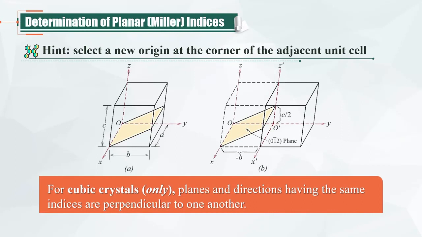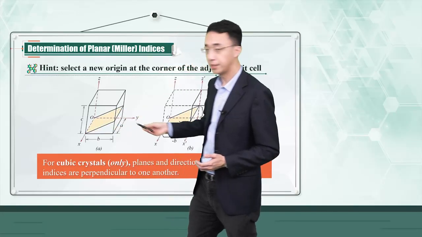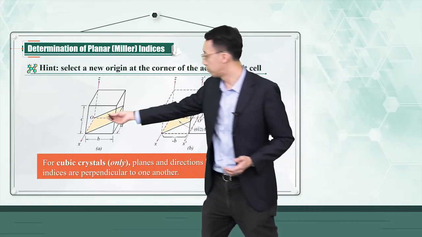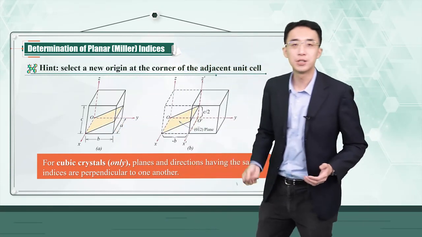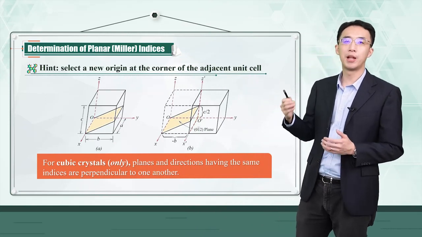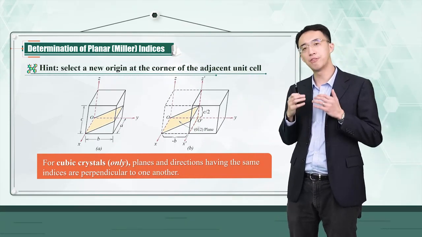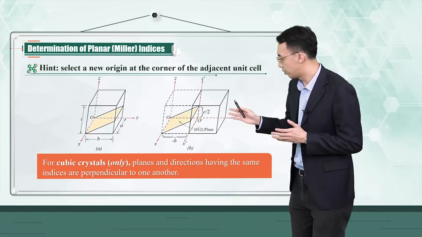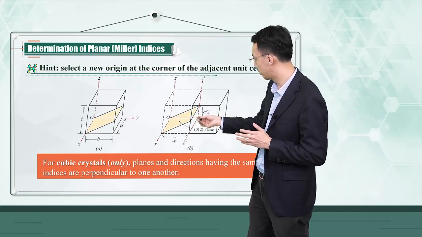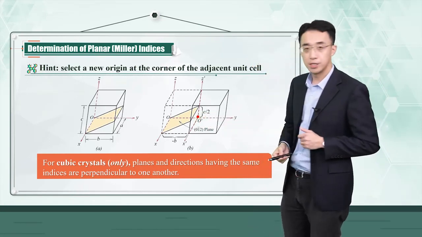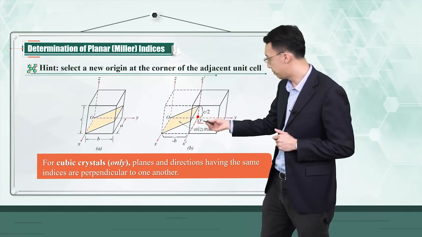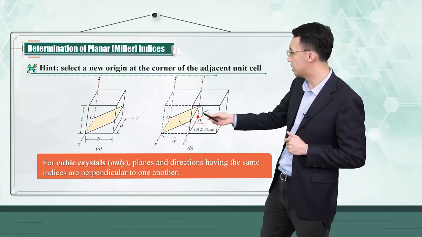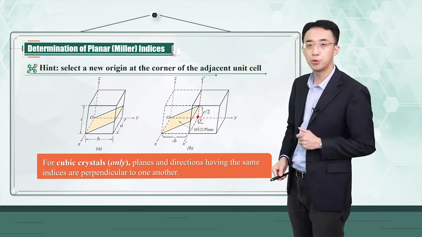So here is a relatively more complex example. You are asked to determine the indices of this plane, right? And this plane is passing through the origin O, right? So remember our step 1, whenever a plane is passing through the origin, you either have to define a new origin or move the plane to a parallel position. And here the solution is that you define a new origin like here, which is called O prime, okay, O prime.